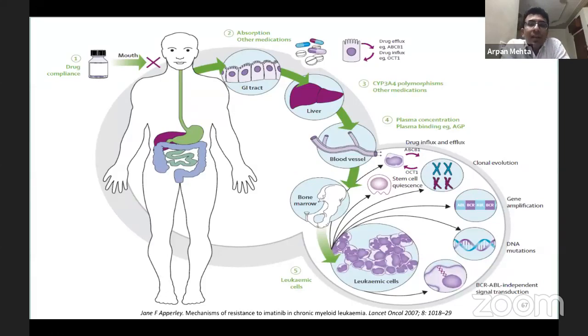It is known that imatinib resistance can occur due to a lot of different factors. It can be because of lack of compliance. It can be because of an absorption issue. It can be because of interaction with other medications, because of plasma protein binding, or lack of intracellular availability of imatinib. But the most common reason is found to be the kinase domain mutations.